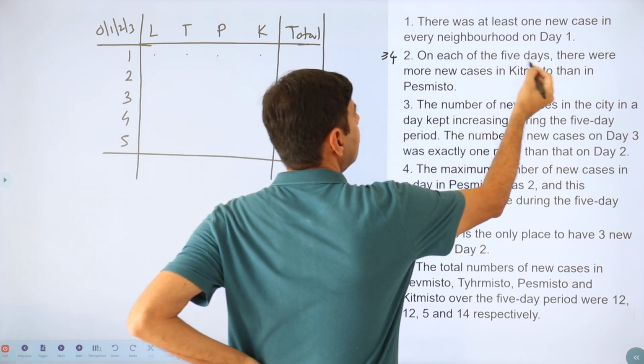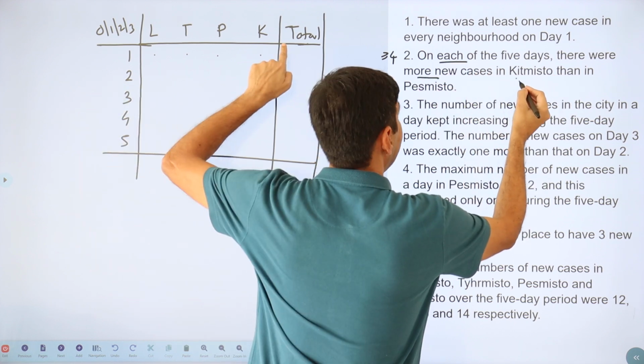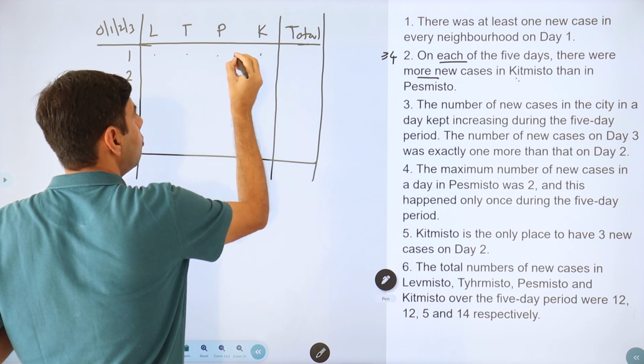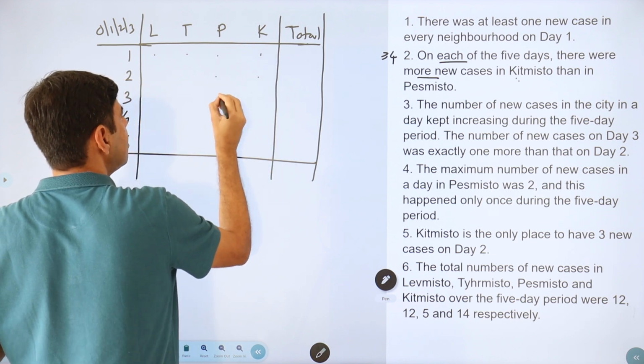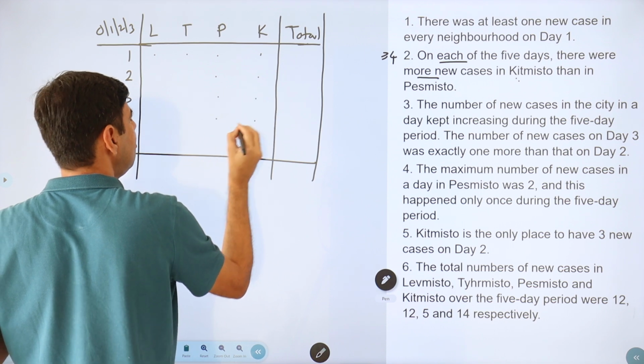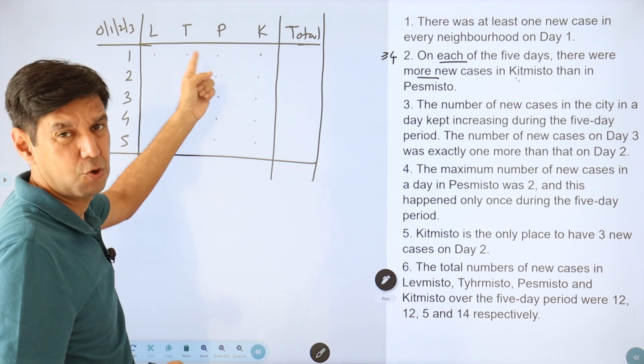Now, on each of the 5 days, there were more cases in K than in P. So K is more than P. You could put P is less than K kind of a thing, or just these are very initial clues. Now you don't forget them very easily, or make a note marking. So K is always more than P.